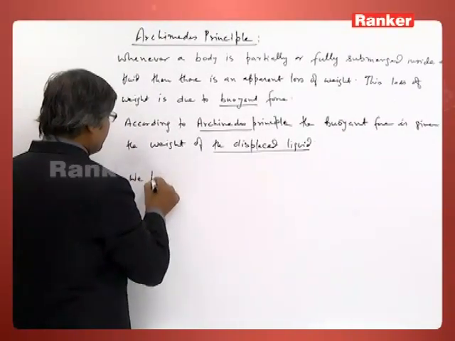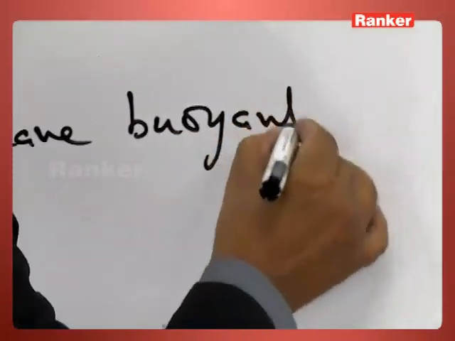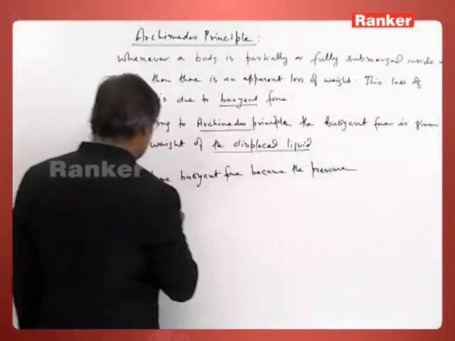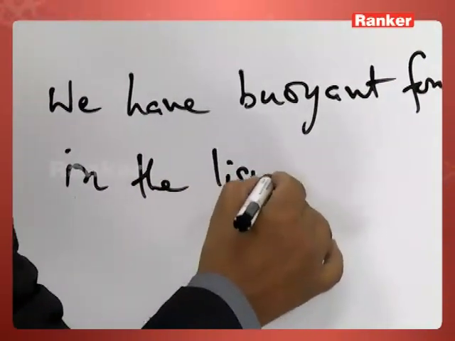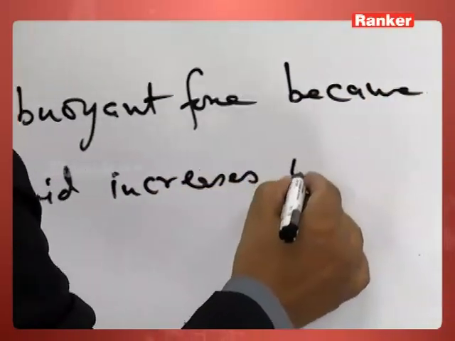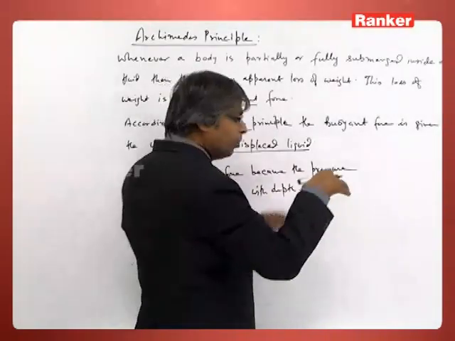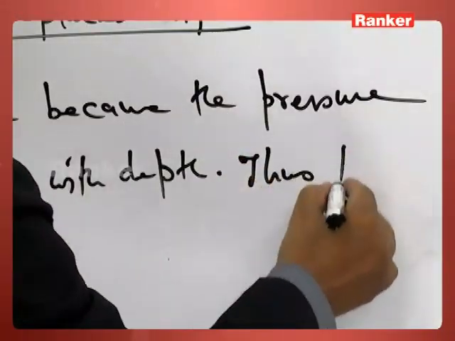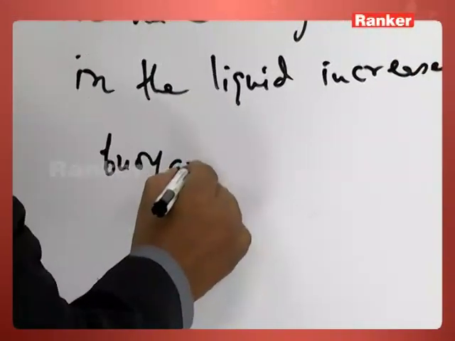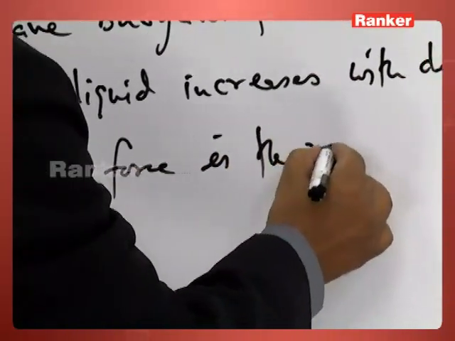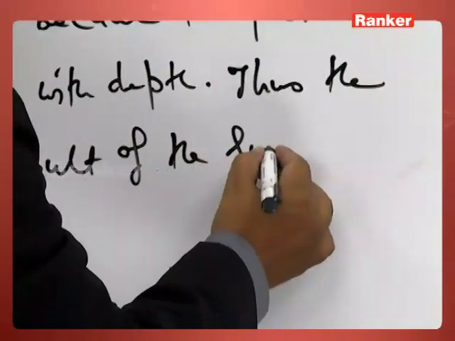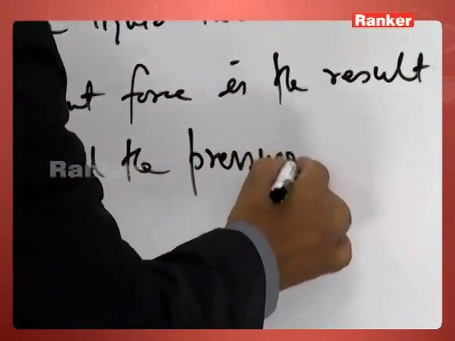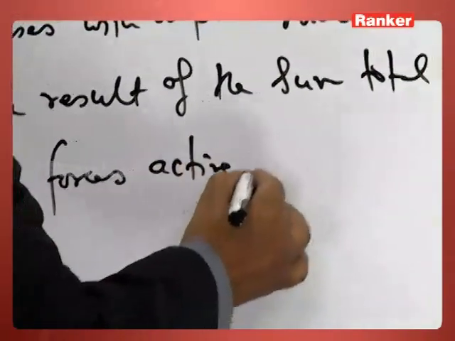Now, why do we have a buoyant force? We have buoyant force because the pressure in the liquid increases with depth. So the more we go deep, the pressure will be more and more. Thus the buoyant force is the result of the sum total of all the pressure forces acting on the body.